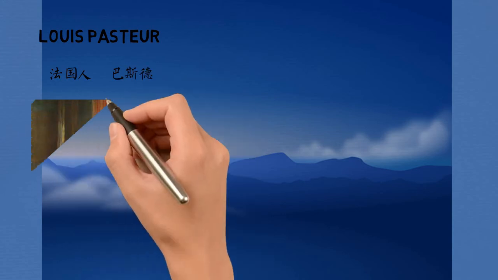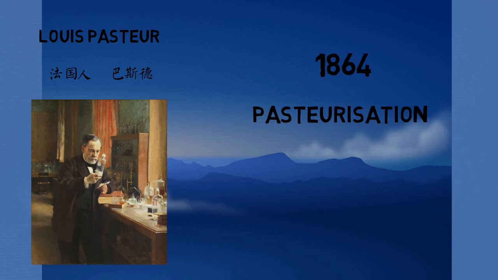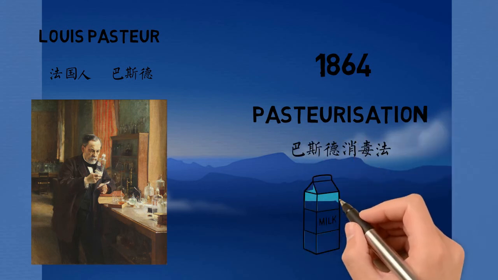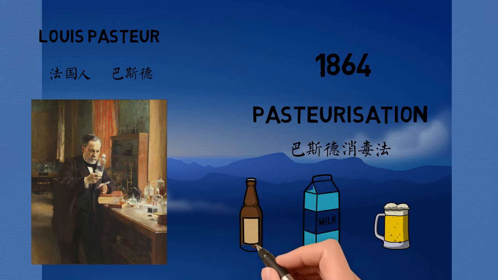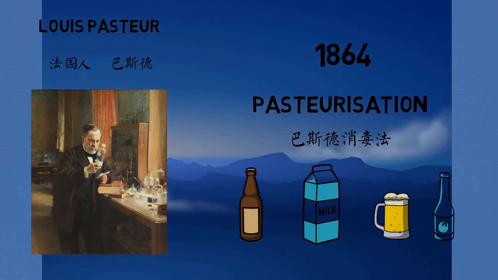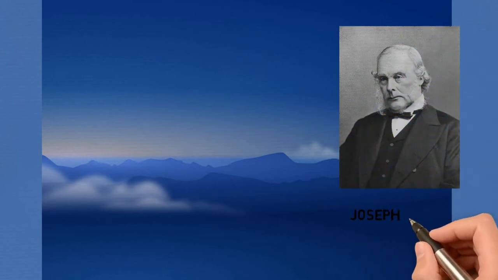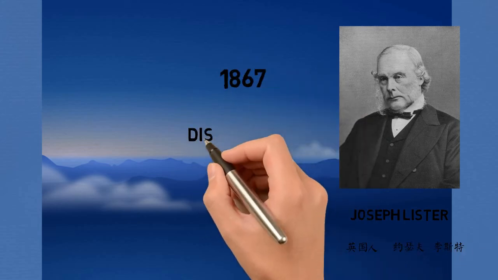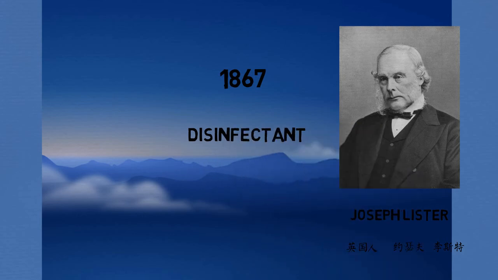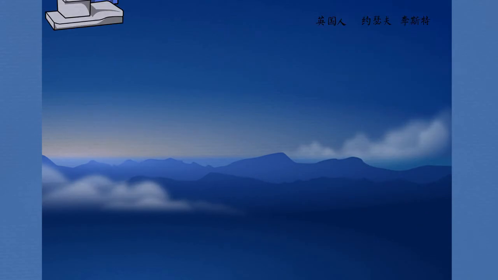In 1864, the Frenchman Louis Pasteur invented pasteurization, a sterilization method of short-time heat treatment at 60 to 65 degrees Celsius to kill harmful microorganisms, and applied it to various foods and beverages. In 1867, the Englishman Joseph Lister was the first person to use phenol as a disinfectant for patient wounds, inventing a method to avoid infection during surgery. Since then, strict disinfection systems have gradually been established throughout the world.